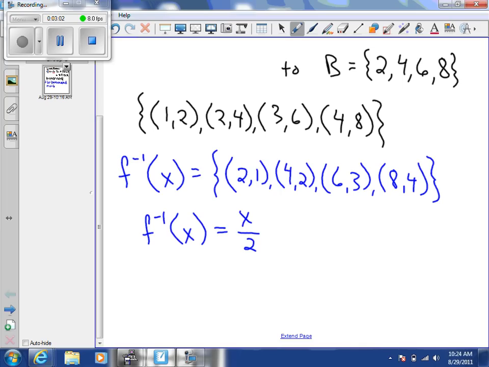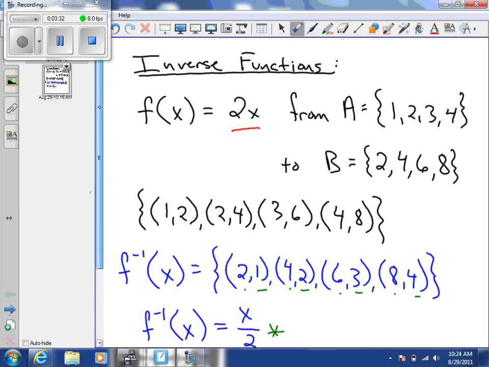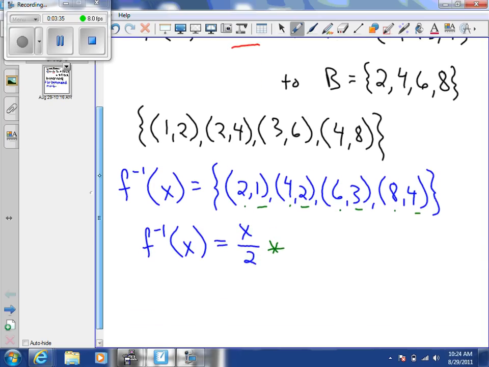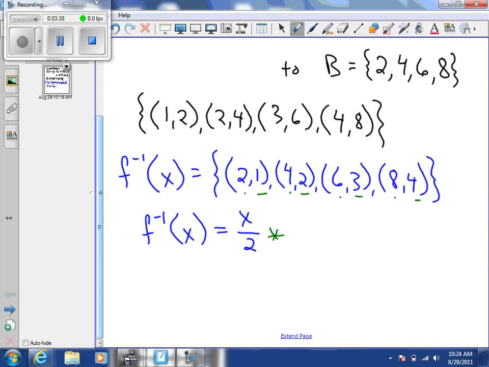So you'll see, if I take each of these x values, the 2, the 4, the 6, the 8, and plug them into this new function, it would yield the y values that we got. I'll talk to you in a minute about how to get that algebraically. How do you algebraically arrive at that x divided by 2 function for the inverse? That's going to be a major concept here in section 1.6. But the introduction is basically that an inverse function is the reversal of the ordered pairs.